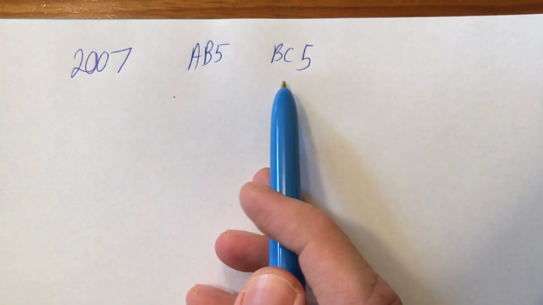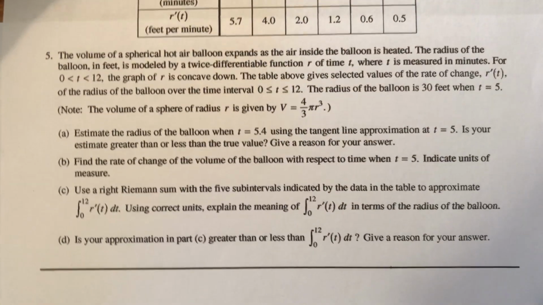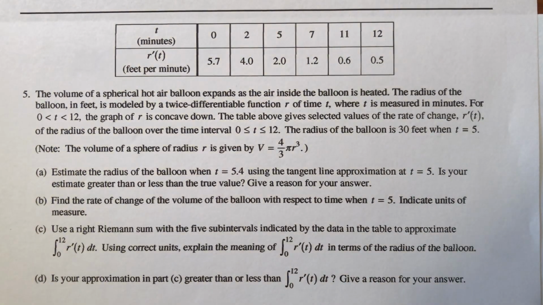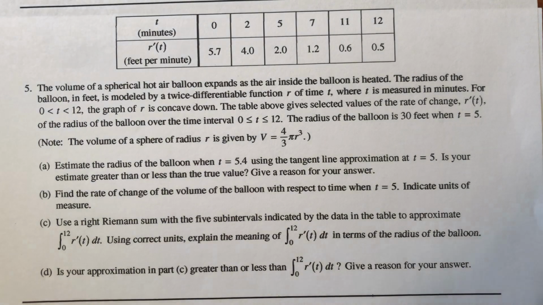Here we go with number 5. This is 2007 AB and BC, number 5. There's a lot of subtle information as we read this. So there's going to be some things in here that we don't need yet, but we'll get to eventually.